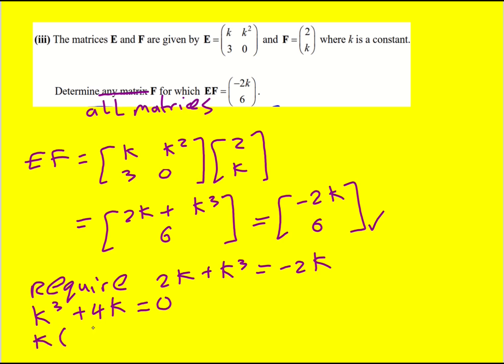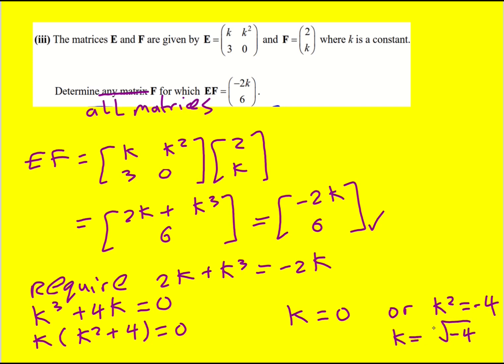Factorize out the k. So k equals 0, or k squared equals -4. You might be tempted to say, yep, this doesn't have any real solutions, but remember we're in further maths and we allow complex solutions. The question doesn't mention it, but it's implied, which means we can take the square roots of -4, actually plus or minus the square root of -4, which is going to give us plus or minus 2i. Because when you square both of those, you'll get 4i squared, which will give you -4.